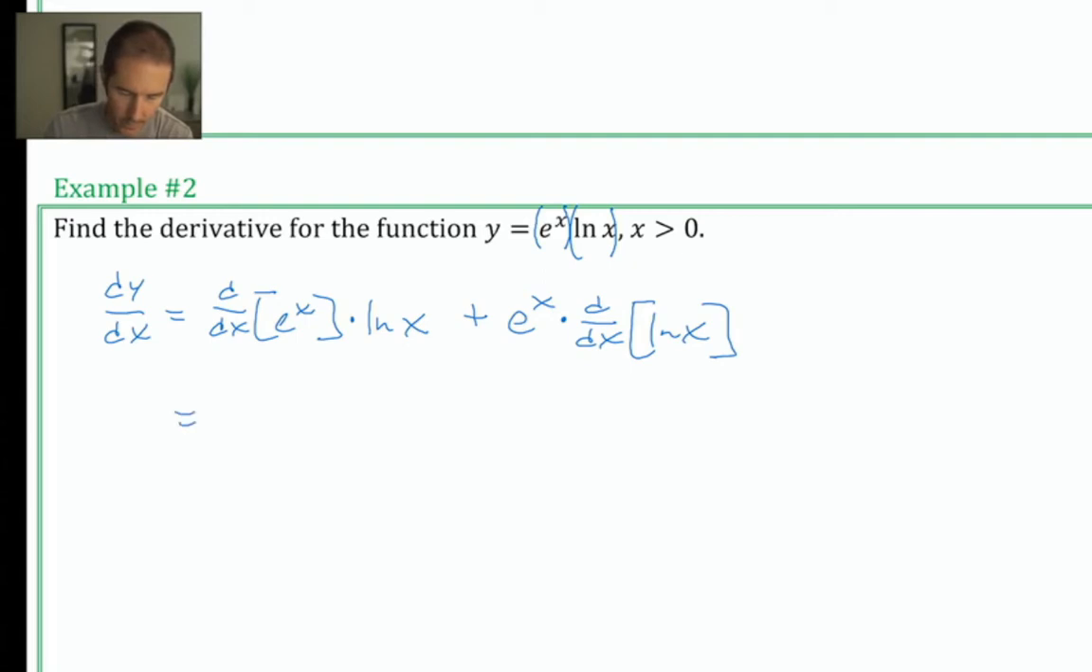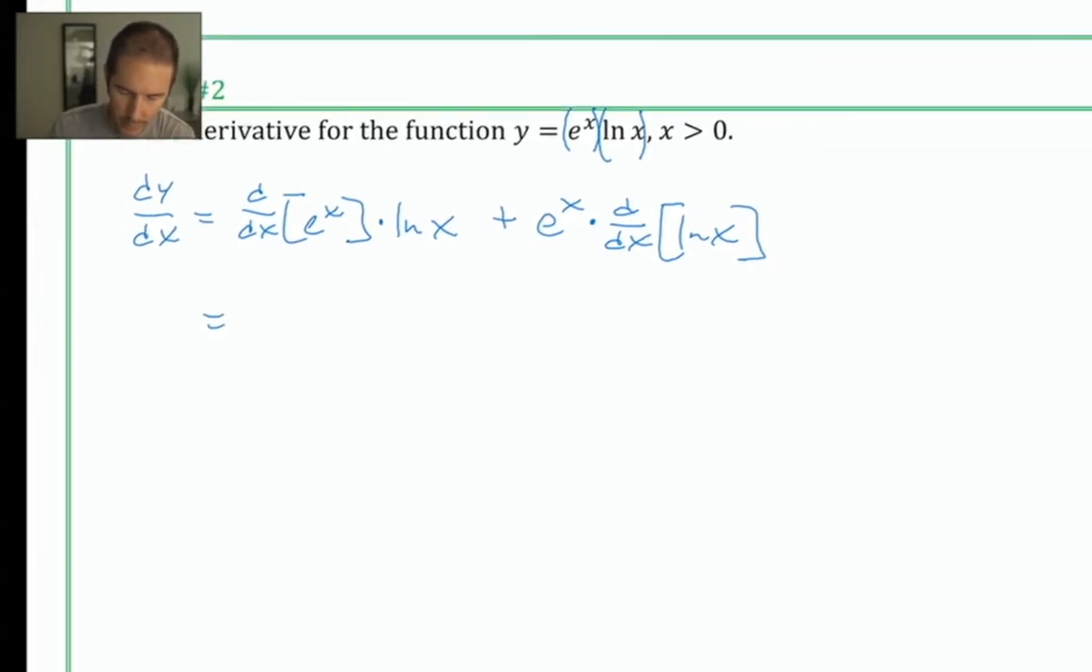And then let's take our derivatives. Derivative of e to the x is boring. It's e to the x times the natural log of x plus e to the x is still there, and the derivative of the natural log of x is 1 over x. So this way you can see all of the pieces of this puzzle playing out one at a time. And then all we have to do is clean up a little bit.